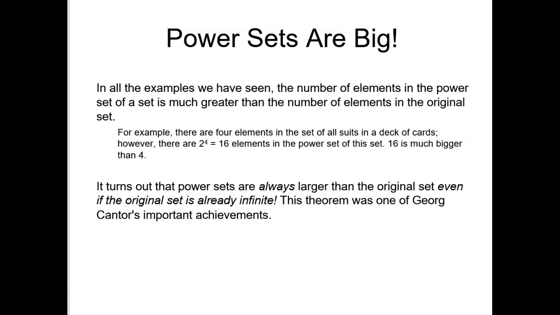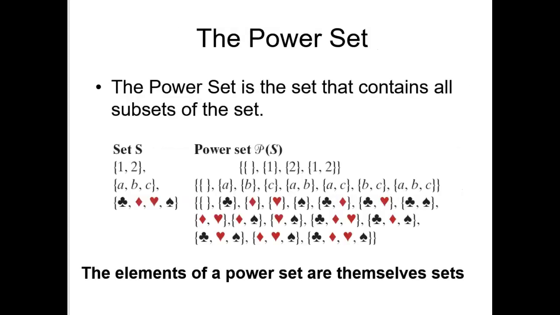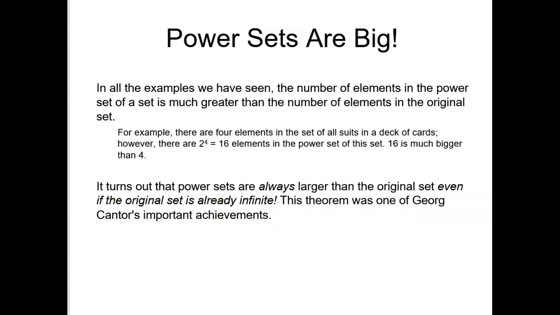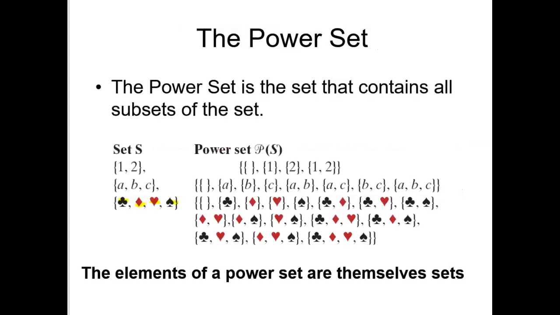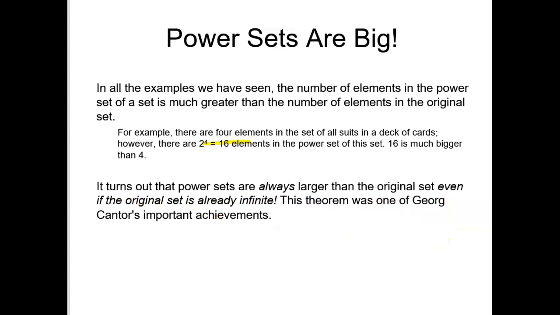So let's think of an example. There are 4 elements in the set of all suits in a deck of cards. So all the suits here, there are 4 elements, 1, 2, 3, 4. But there are 2 to the 4 elements in the power set. If I were to count all these out, there would be 16 here. And so we can say that 16 is much bigger than 4.